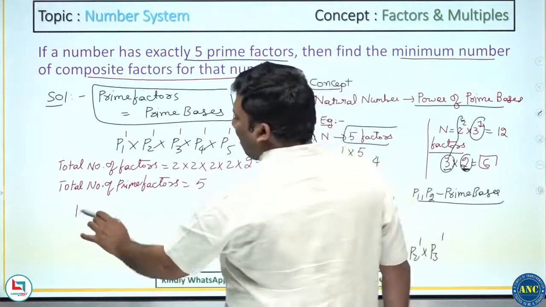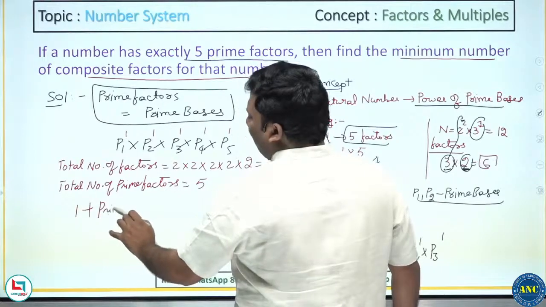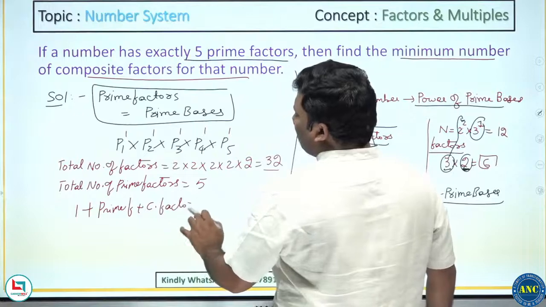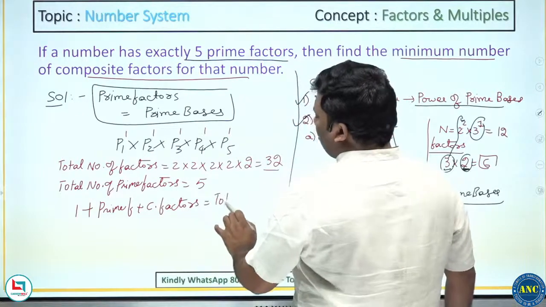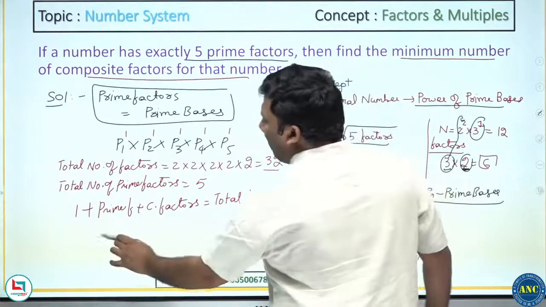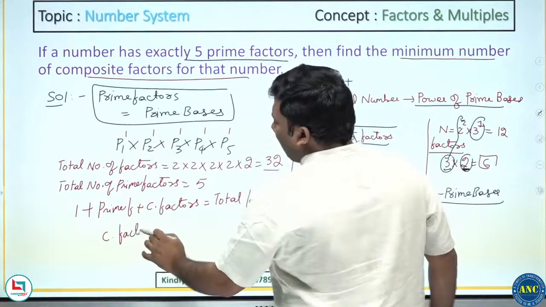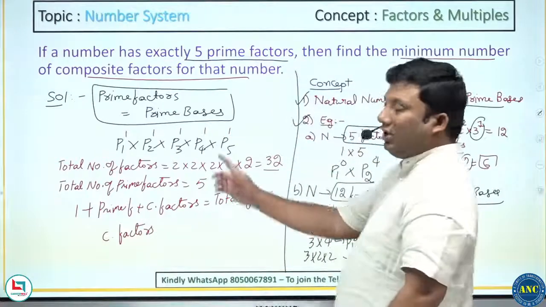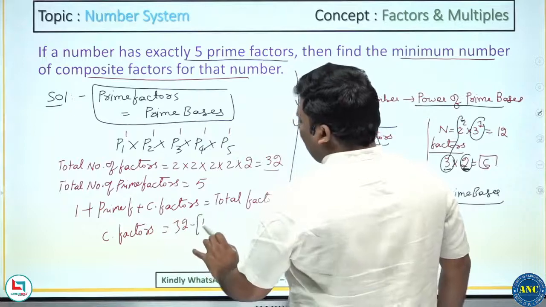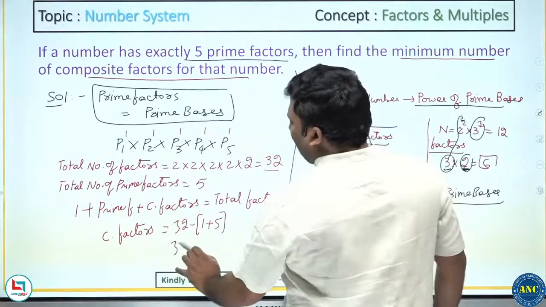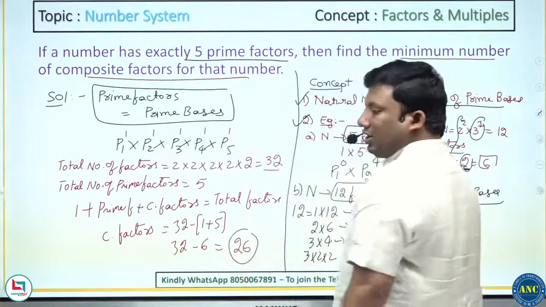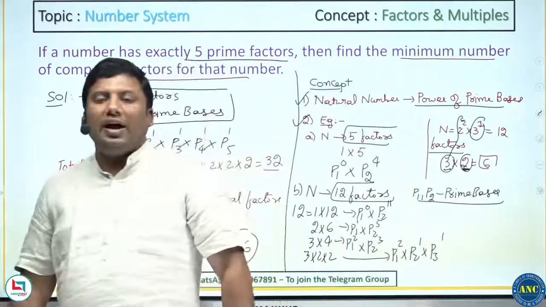Yesterday we discussed one concept: 1 plus prime factors plus composite factors is equivalent to total factors. Composite factors we require, because we require the minimum value, so the power we took as 1. Total factors is 32 minus of 1 plus 5. 32 minus 6. Answer is 26. I hope the idea is clear.